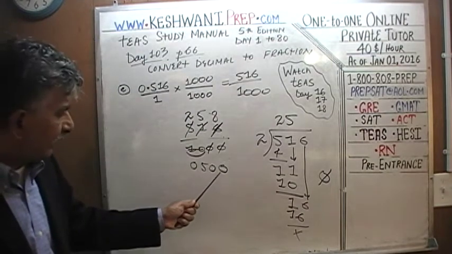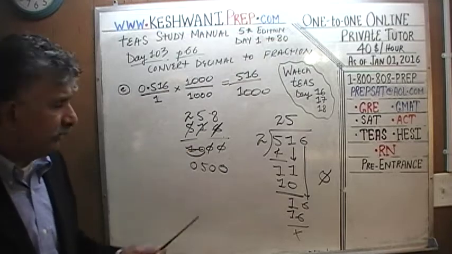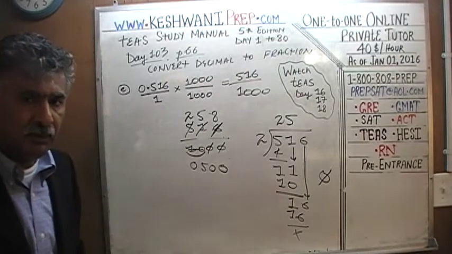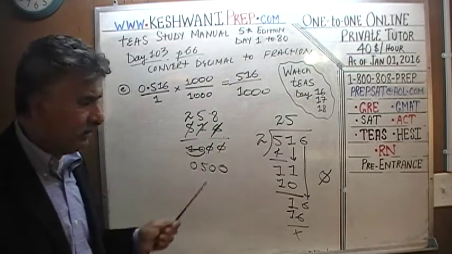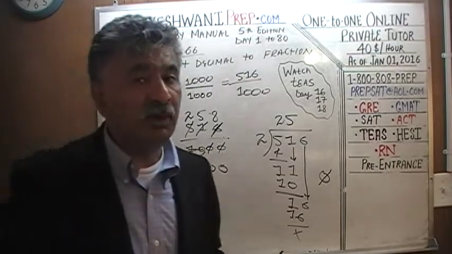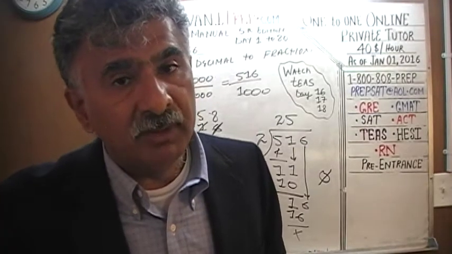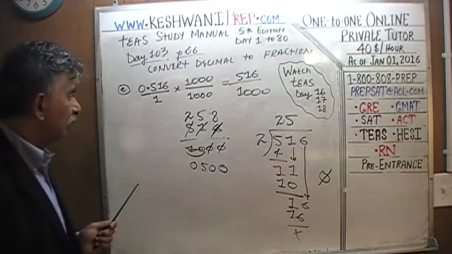What we notice again is that 500 is an even number. 258 is an even number. How do we know that 258 is an even number? Because 8, the last digit, is even. Since the last digit is even, 258 is even. 500 is even, which tells us that we can go one more round dividing top and bottom by 2, which is exactly what we're going to do now. Let's divide top and bottom by 2.